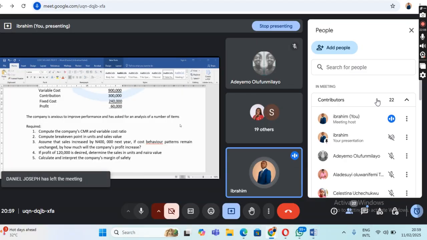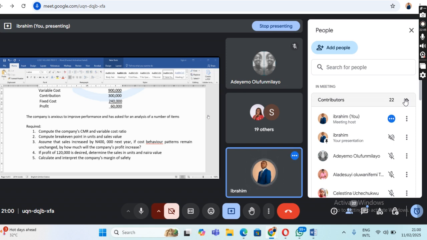I made mention of something in our previous class. There are some of you who actually pay attention to my explanation. In our last class, I made mention that when your sales volume increases, your variable cost will also increase, because when you make sales, you incur a variable cost, which varies in line with the sales, right?